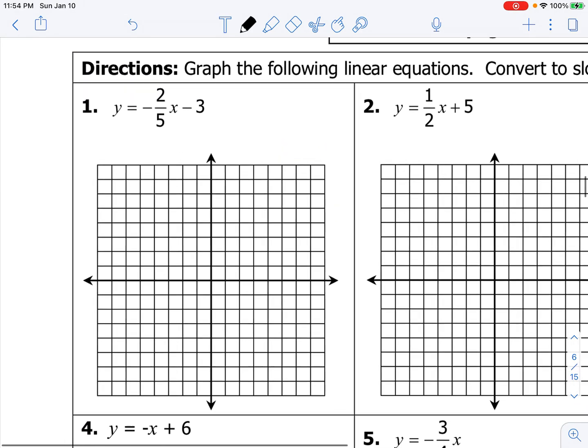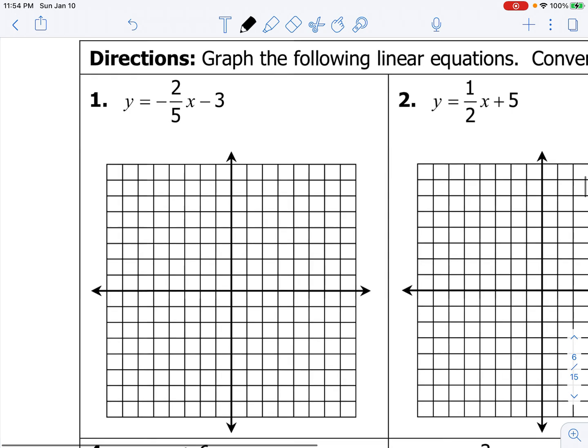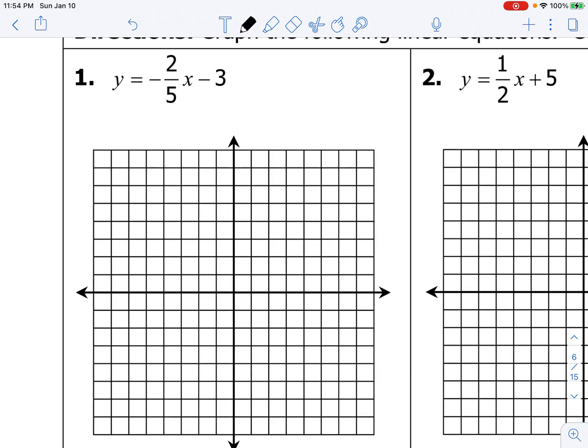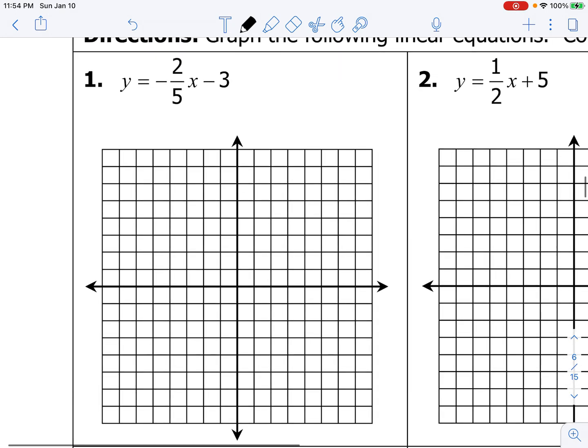All right, so starting with this one, like I said in the notes video, it must be in y equals mx plus b before you're able to graph it, which number one is. So we're going to plot the y-intercept, which is -3 on the y-axis. And then the slope is -2/5, so we're going to go down 2 and right 5. So down 2 and right 1, 2, 3, 4, 5. We cannot do another one because we'll go off the graph.